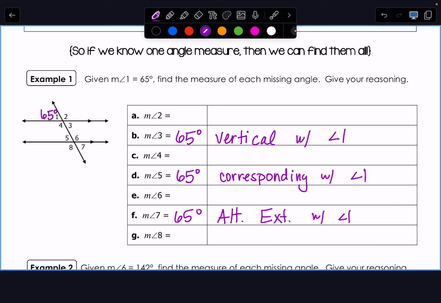Okay, now if angle 3 is 65, can we use that to help us with angle 6? What's true about angle 4 and angle 6? What are they? They are supplementary because they are consecutive interior angles. So we know that angle 6 is 115 degrees because it's a consecutive interior angle with angle, what did I say? 3, right?